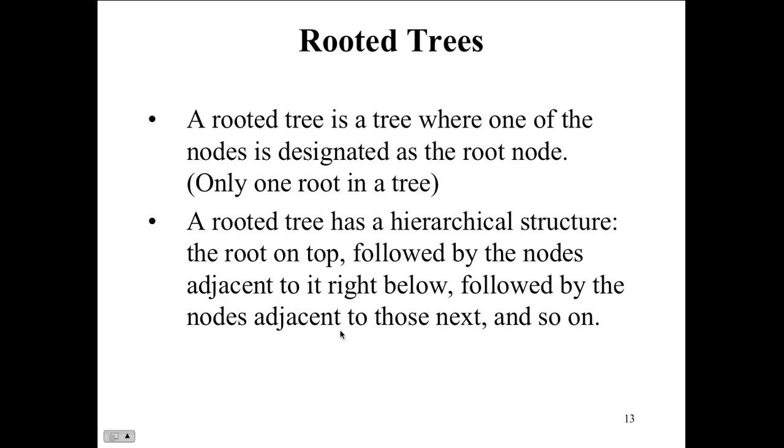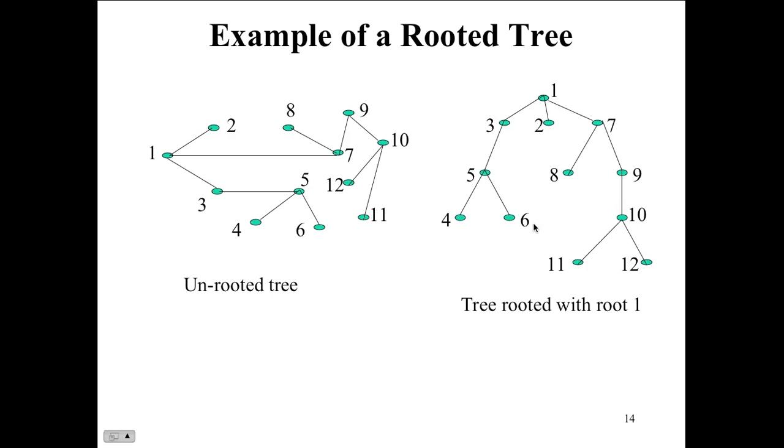So the rooted tree is a hierarchical structure. The root is on the top, followed by nodes that are adjacent to the right to below, followed by nodes adjacent to those, and so on until we build it. Here's some examples of rooted trees. We have an unrooted tree over here where we don't have a root, nothing's on the top, although we could turn this on the side and sort of turn it into a rooted tree.